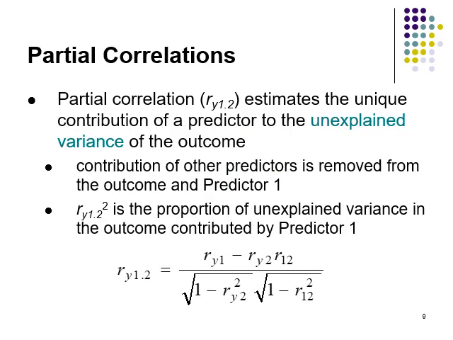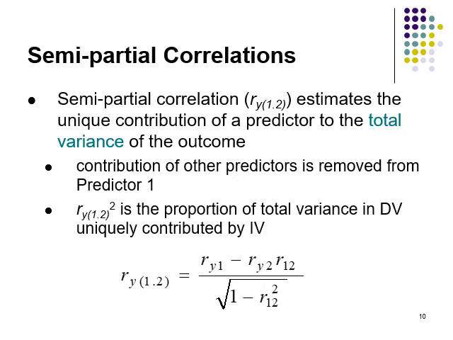So partial correlation estimates the unique contribution of a predictor to the unexplained variance of the outcome. The contribution of the other predictor is removed from the outcome and from predictor 1. So in this case, our actual calculation is the proportion of unexplained variance. Simply, we can also calculate that by what's left.